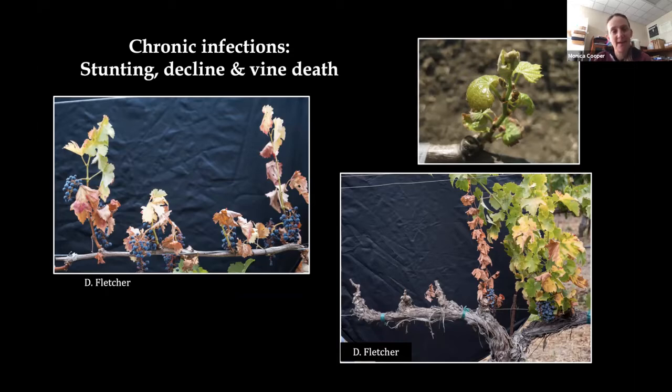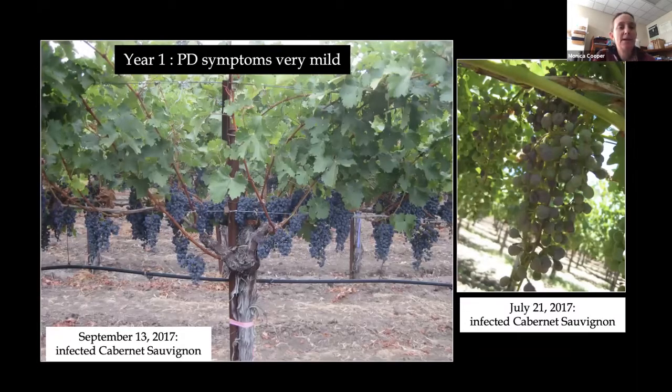decline, and vine death. I want to emphasize that in the first year, or in the year that the vines become infected, those symptoms are pretty mild. So that photograph that you're looking at, that vine tested positive for Xylella. It is infected with Xylella, but it was inoculated by our research team. And it doesn't have very many obvious symptoms. The only really obvious symptom is this shrivel of the clusters. And so even a vine may be infected, particularly in that first year, and not have really obvious symptoms. And that's really important for what I'm going to talk about later.